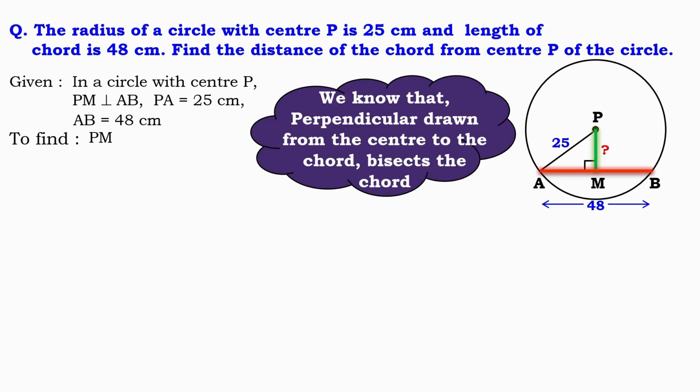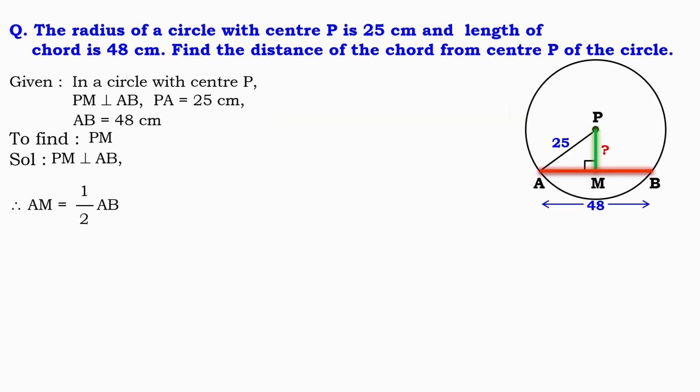So now we have to apply the theorem that we have learned earlier. We know that a perpendicular drawn from the center to the chord bisects the chord, right? So now we will write that PM is perpendicular to AB. So AM is basically half of AB, because it bisects the chord into two equal parts. That's why AM is the midpoint of AB, right? Bisects means AM will become the midpoint.